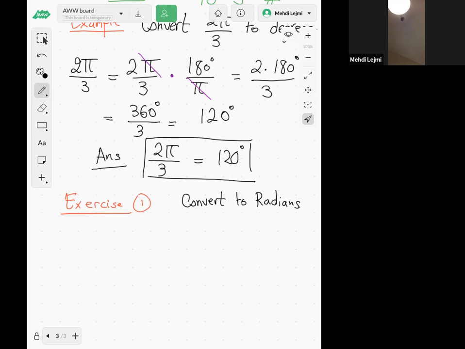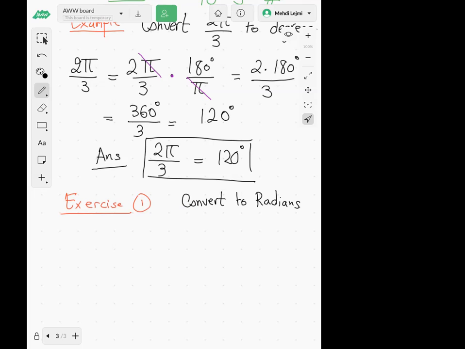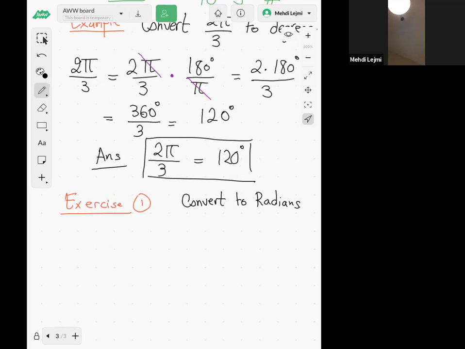Yeah, this is too easy, right? It's too easy. Yes. It's still too easy. Yeah. But we're going to need this later. So convert to radians.